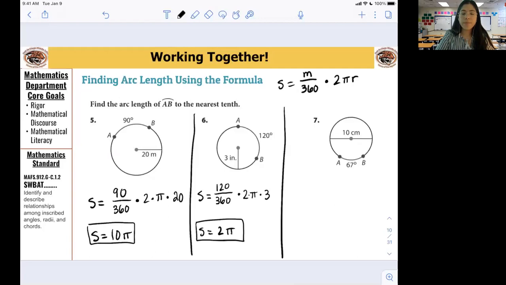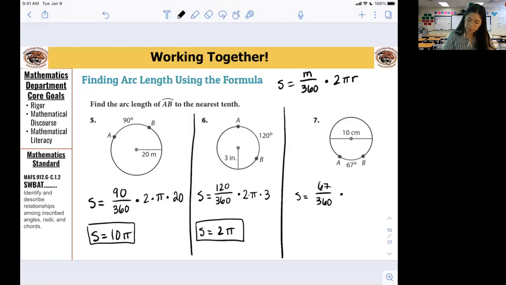So there's an easier way to do that. You can just multiply the 3 by the 120 over 360 to get a 1 instead of having to do all that math. Then 1 times 2 pi is 2 pi. If you can find a shortcut, go for it. That's good. Next one, 67 over 360.